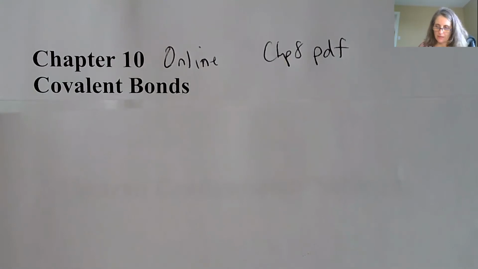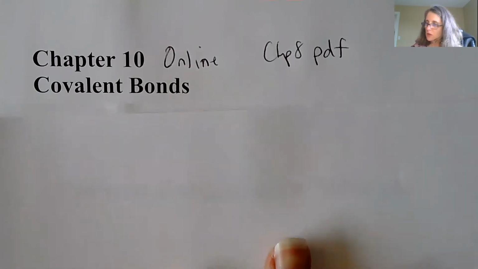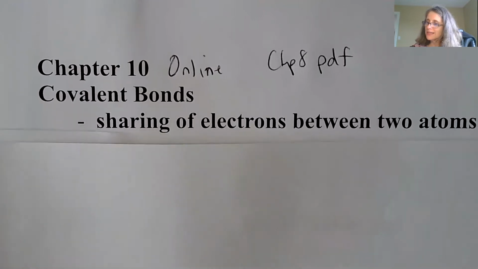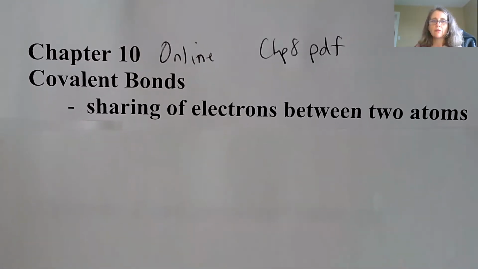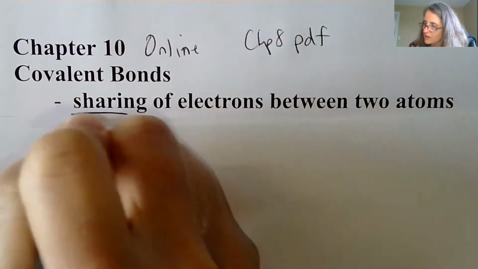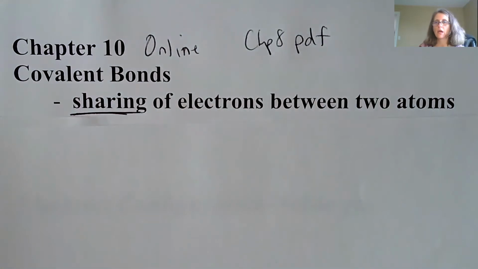So covalent bonds is the third type of bond. We've talked about ionic, metallic, so covalent bonds. Covalent bonds is the sharing of electrons between two atoms. So the key word in this definition is sharing, okay? So we're going to talk a lot about sharing.